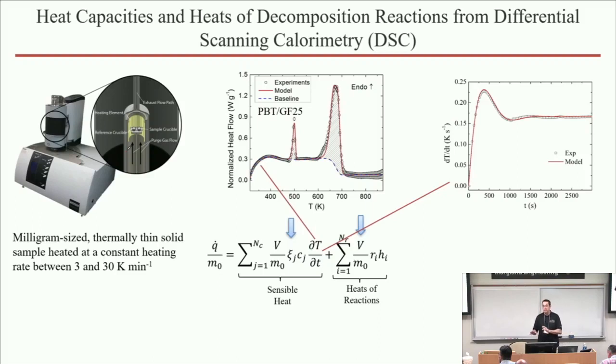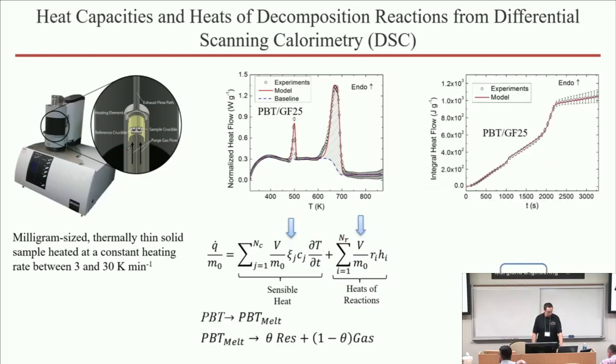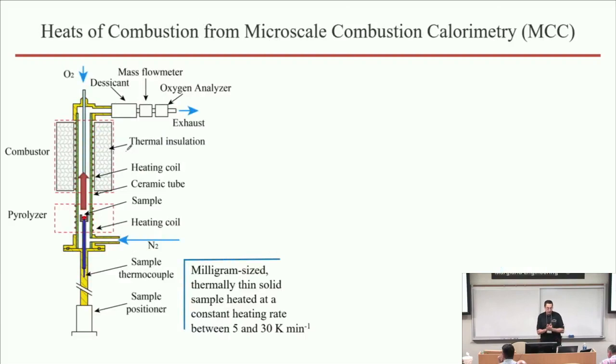Once we're done with that, we perform a further set of testing that looks at the heats of combustion of gases that we defined in this model, right? So this is our new mechanism. It includes the melting step that describes that melting peak, and then we move on. And our next test is called microscale combustion calorimeter. This is also a milligram-size test.